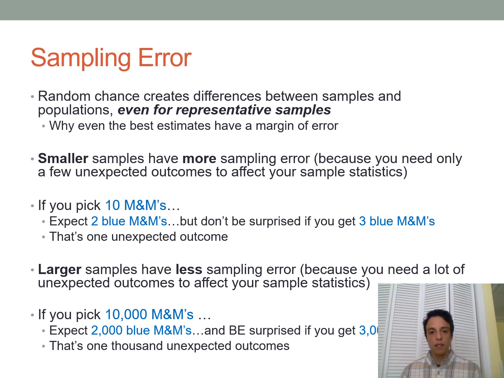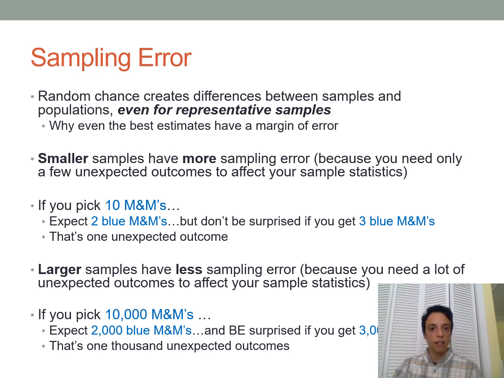And if you happen to pick some extra blue M&Ms on a couple rounds, you're also likely to encounter some rounds where you happen to pick M&Ms that are not blue. But when you have a small sample, a couple of unexpected outcomes can really throw things off. Large samples will tend to resemble the population more and more on average. And big deviations from what you'd expect become less and less likely and more surprising.